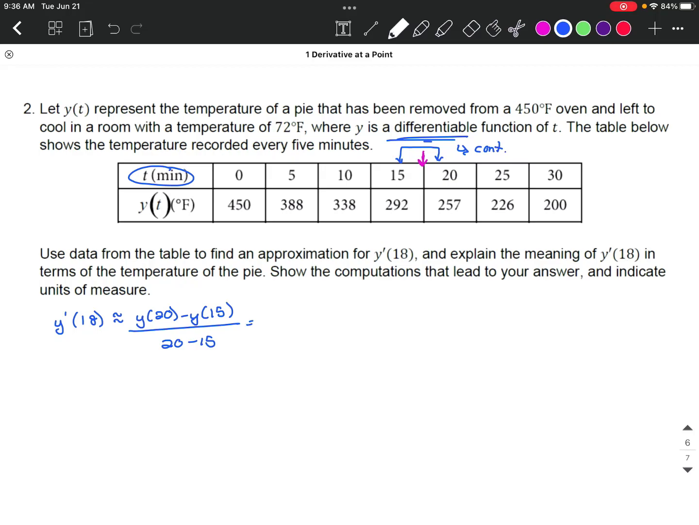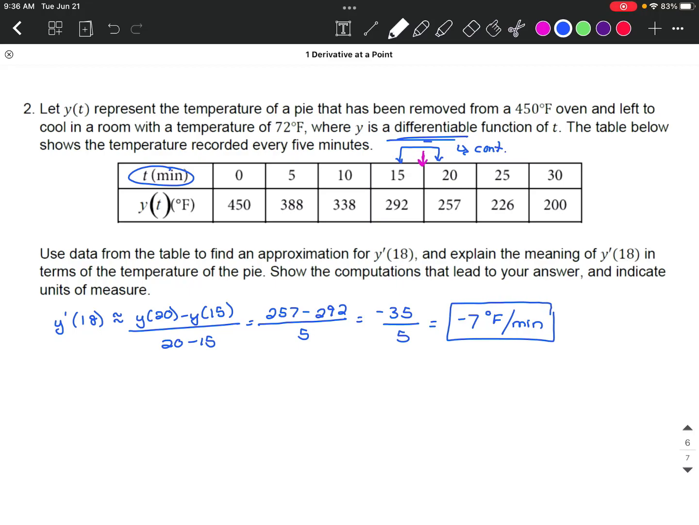So y of 20 is 257 minus y of 15 is 292 all over 20 minus 15 is 5. And if we subtract, we're going to get negative 35 over 5. Negative 35 divided by 5 is negative 7. Now the degrees on the y, the change in y, that's degrees Fahrenheit. The units on the change in time, that's minutes. So negative 7 degrees Fahrenheit per minute.